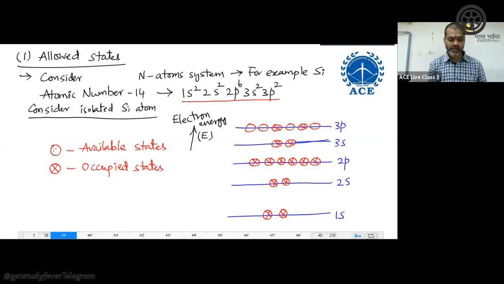If I put a cross mark, this is our notation for understanding purposes, it indicates the state is occupied. In the 1s we have 1s2, so both are occupied. 2s also, both are occupied. 2p, all the 6 states are occupied. 3s, both states are occupied, but 3p is 3p2 only. Available states are 6, but the occupied states are only 2. This is when you take it as a single isolated atom.